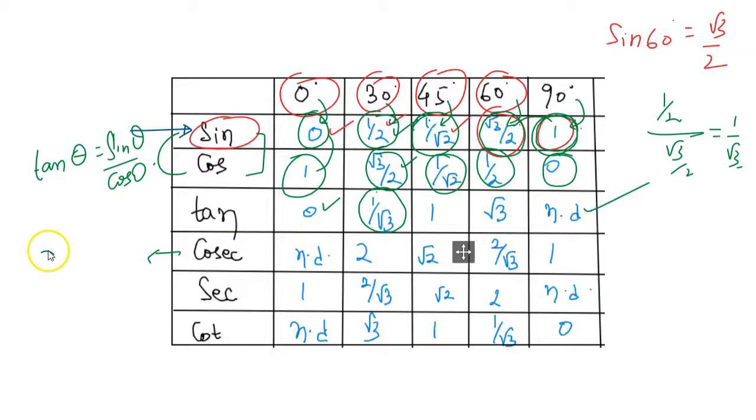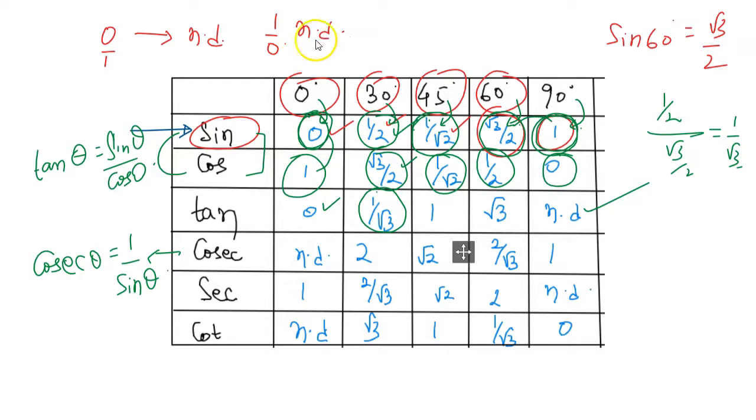Now cosec theta is equal to 1 by sine theta. It's the reciprocal of sine theta. So for sine theta, whatever we have got, we will reciprocate. Two things to be remembered. If you have 0 and you reciprocate it, it will be not defined, right? Because 0 is nothing but 0 by 1. If you reciprocate, it will become 1 by 0, which is not defined. That's why I have written ND at many places, as you can see.